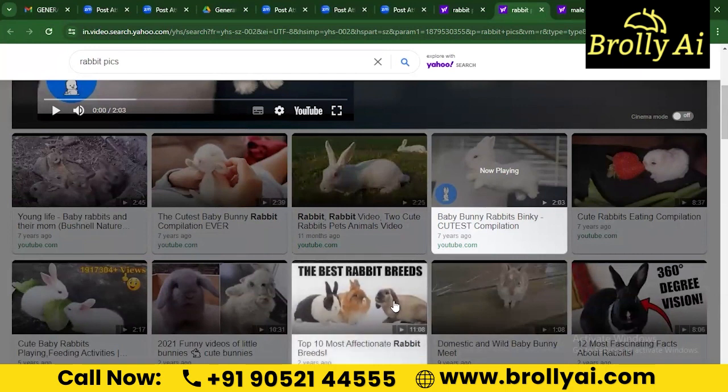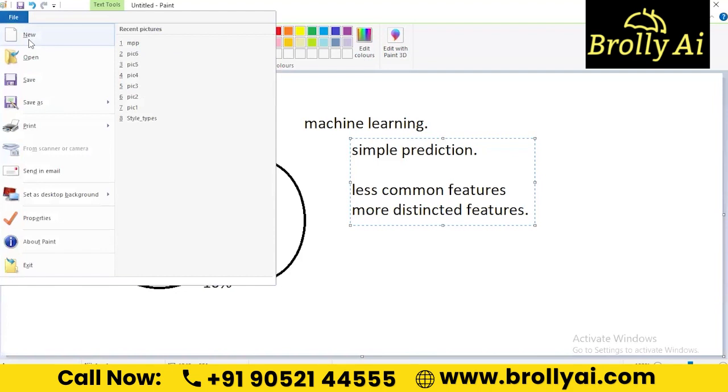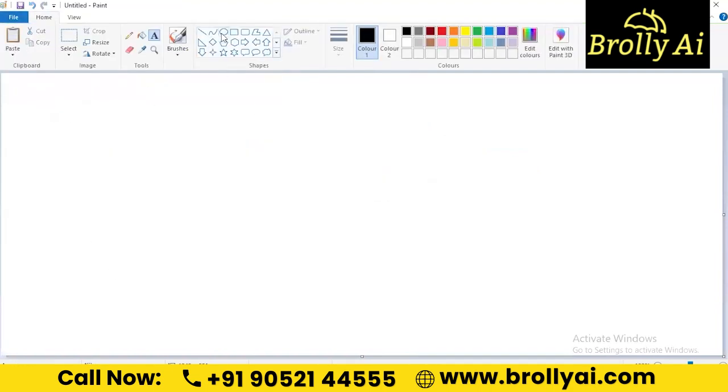Look here, there are 3 rabbits. You cannot say just by seeing the rabbit pictures or a live rabbit which is male and which is female. But does a male rabbit recognize a female rabbit? Does a female rabbit recognize a male rabbit? What's the problem here? Why is your brain not able to say that? What might be the reason? We can't see much distinguishing features.